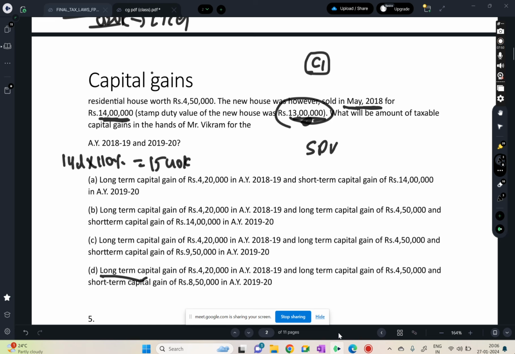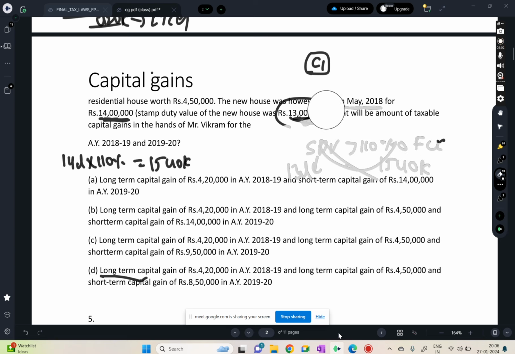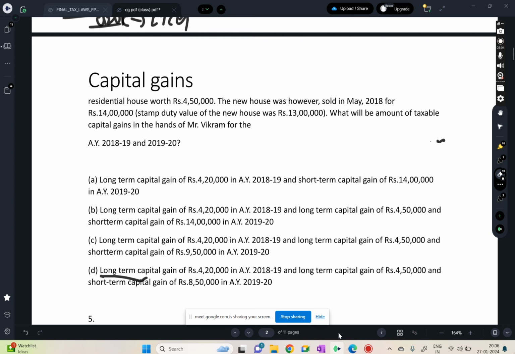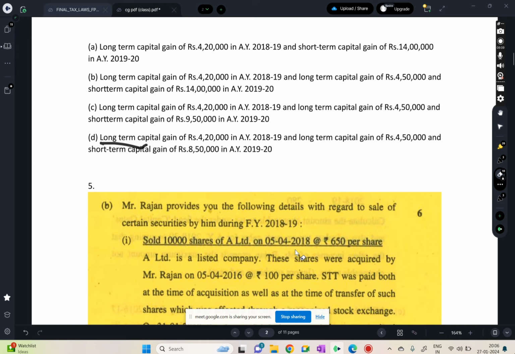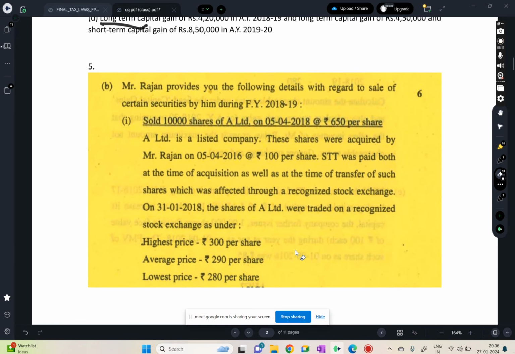What is our condition? SDV should be greater than 110% of FVC. 110% of FVC is 15 lakh 40,000, right? SDV is only 13 lakhs. So this condition is not satisfied, so this section is not applicable. 50C is not applicable in that question.